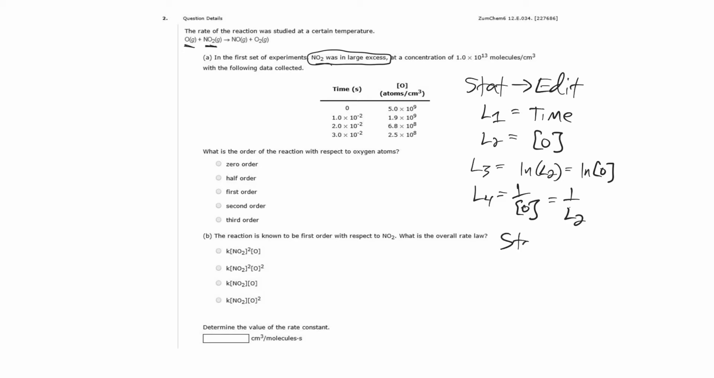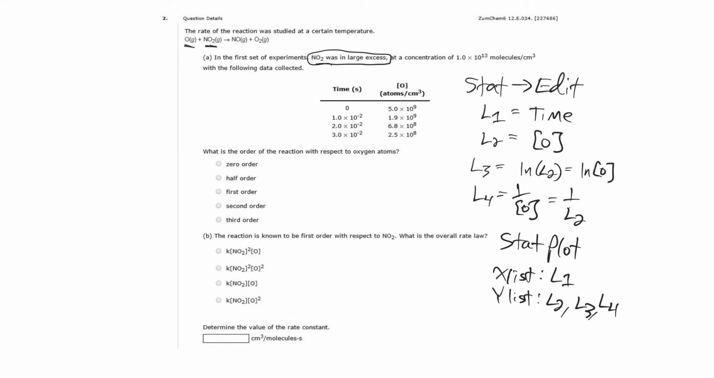Make some stat plots. Make your X list L1, and your Y list, try 3 different kinds. Try L2, try L3, and try L4, but keep the X list L1. Zoom stat each time. Only one of those plots will give you a straight line, and the one that gives you the straight line will tell you what reaction order you have.